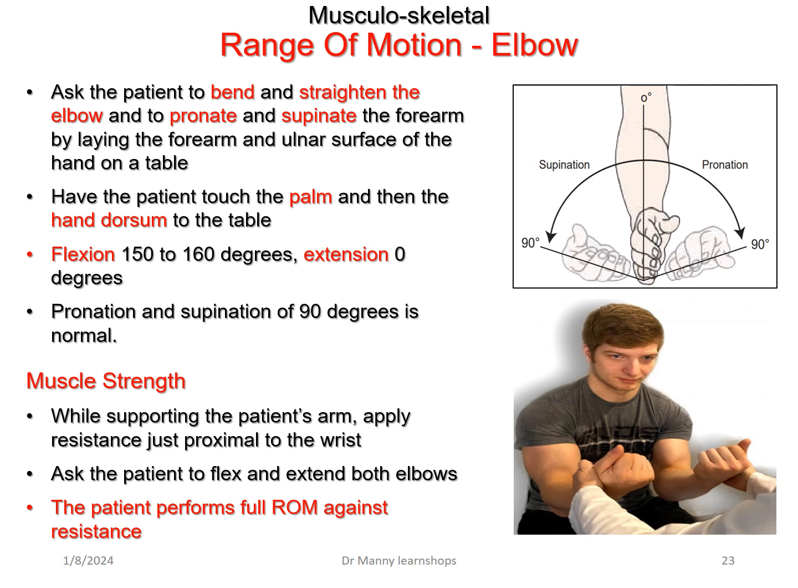Range of motion of the elbow. In order to do this, you ask the patient to bend and straighten the elbow and to pronate and supinate the forearm by laying the forearm and ulnar surface on the top of a table. You have the patient touch the palm and then the hand dorsum to the table. Flexion and extension are performed. Pronation and supination of 90 degrees is normal. Muscle strength is performed against resistance, and you ask the patient to flex and extend both elbows.